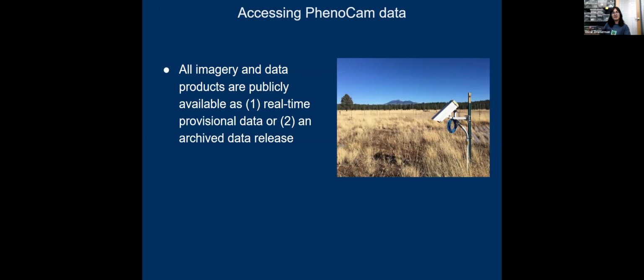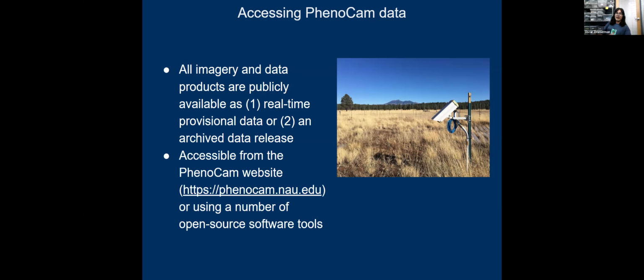All imagery and data products are publicly available from PhenoCam, either as real-time provisional data or as an archive data release. So that's like a published data set with a DOI. And these data can be accessed from the PhenoCam website or using a number of open source software tools, which is going to be the focus of the tutorial section of today's webinar, as well as next week's webinar, which Darby is going to be leading.